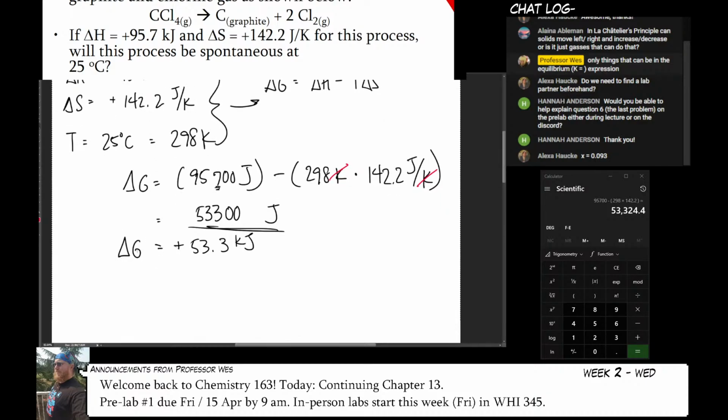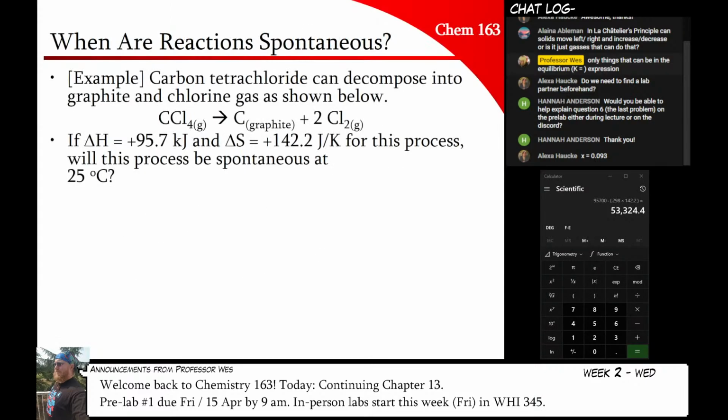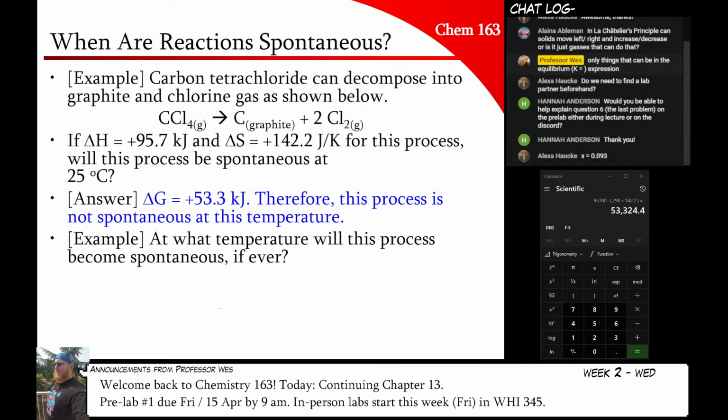So is this reaction spontaneous? So I got a positive number, so not spontaneous at 25 degrees C. In other words, the equilibrium constant at this temperature would be less than 1. All right. At what temperature will this process be spontaneous, if ever?